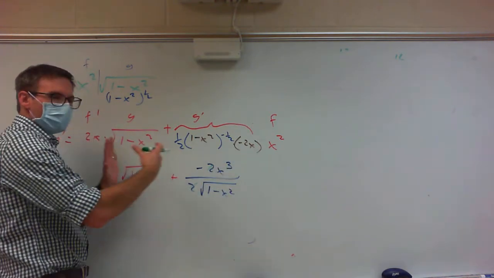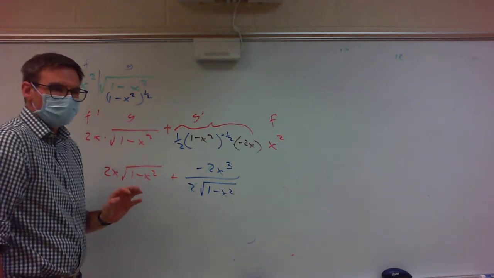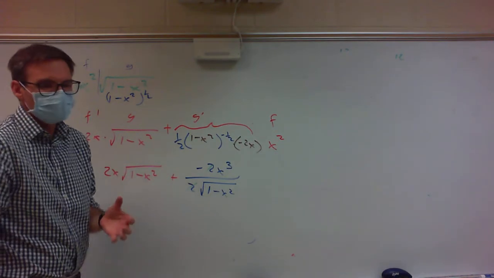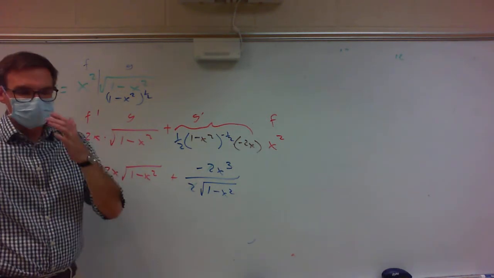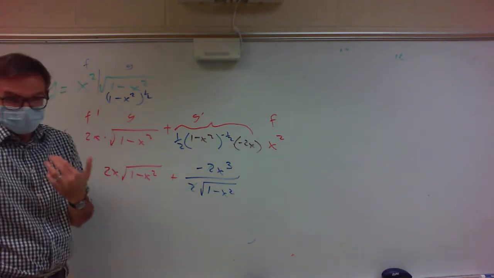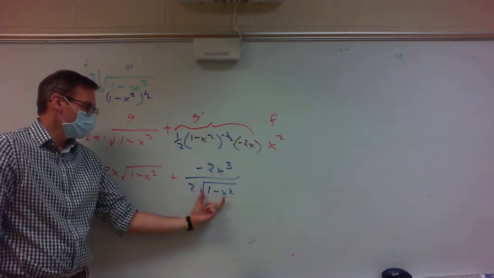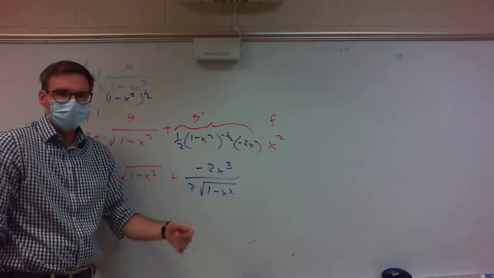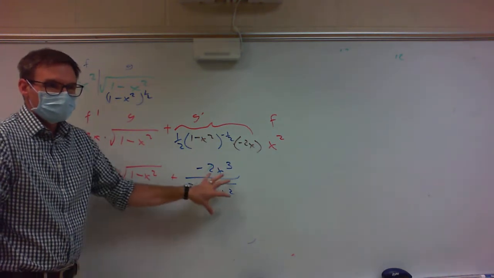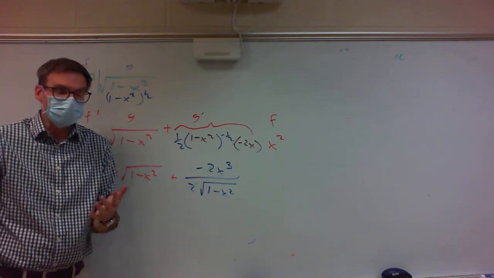I need to combine this as one term. I don't want to have this as two terms. And there's two ways to do this. The standard way that a lot of textbooks use, and actually the way I was taught, is you factor out a 1 over square root of 1 minus x squared. You can factor that thing out, which technically you can.